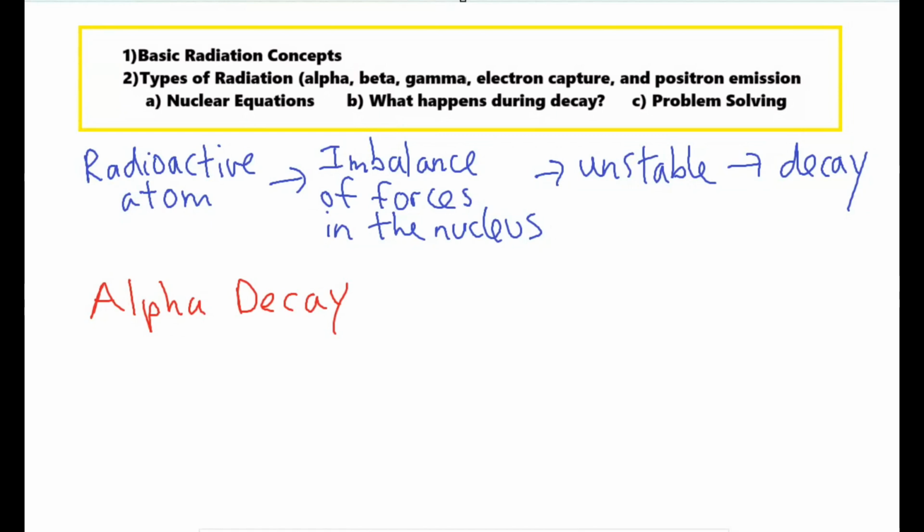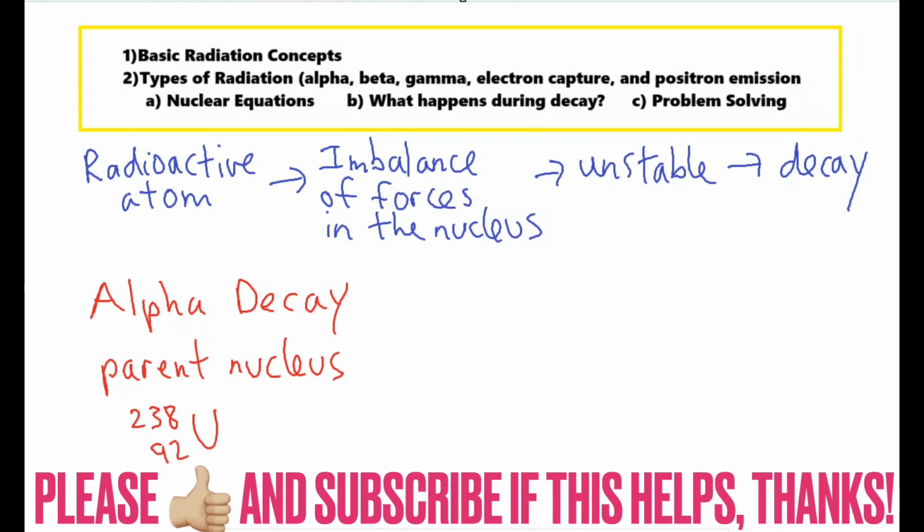Now, with alpha decay, you start off with something called a parent nucleus. And your parent nucleus might be something like uranium-238. So if it's uranium-238, we have a mass of 238 in the top left-hand corner, and then we can go ahead and find the atomic number of uranium. It's at the bottom of the periodic table, and it is 92.